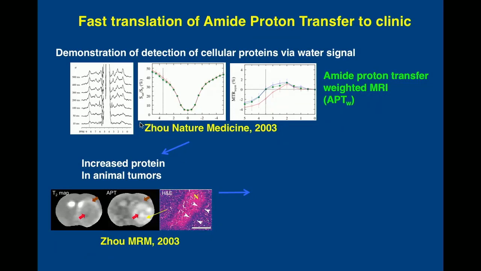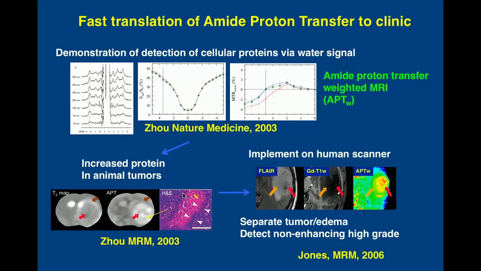After that discovery, they moved on, tested on rodent brain tumors in 2003, and showed a nice CEST effect in the tumors compared to the contralateral healthy tissue. Then within 3 years, they actually did the first studies on our clinical scanners, the Philips scanners at 3T, and saw very nicely that the high-grade tumors would in fact enhance.